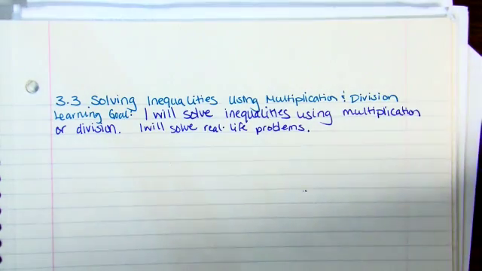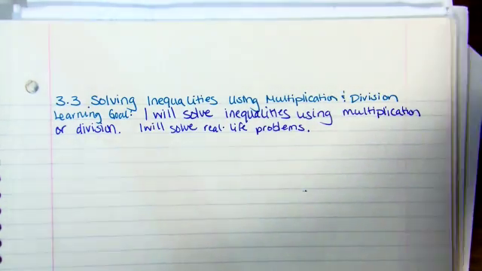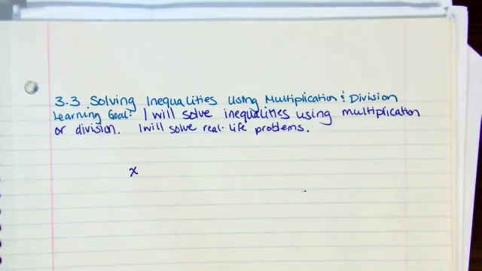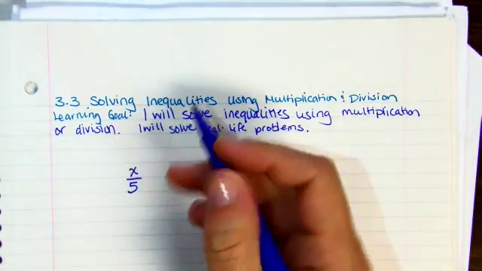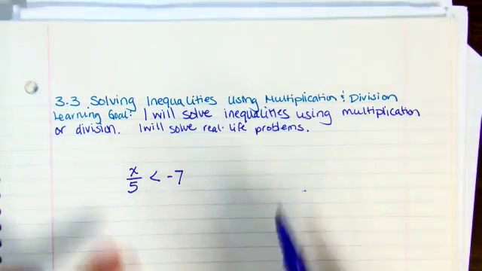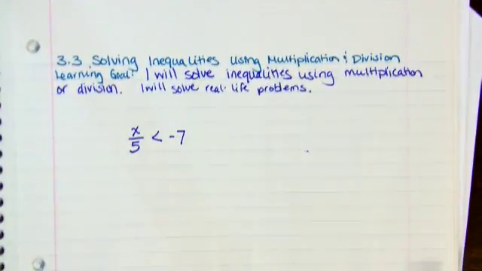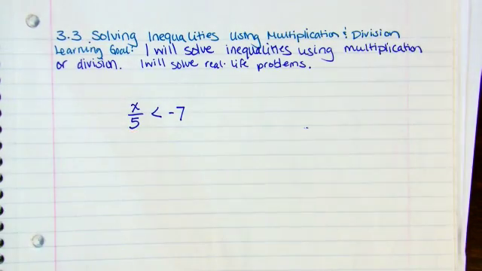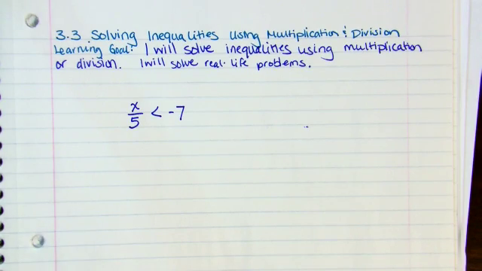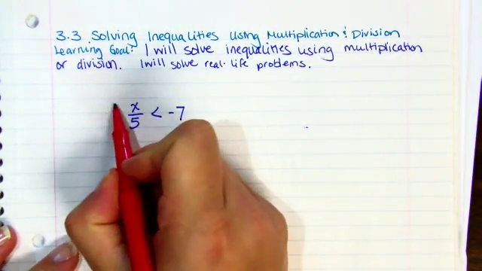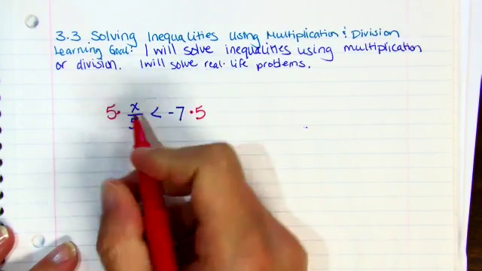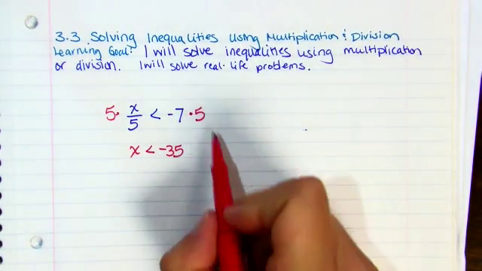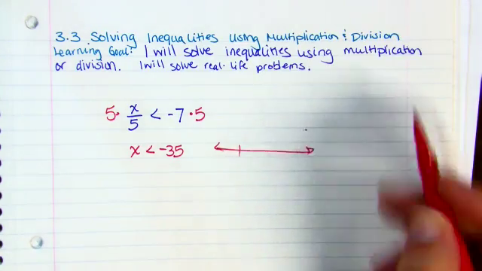So to start off with, we're going to have a situation where, let's say we have x divided by 5 is less than -7. In this case, the number that's with the x is positive. You can either think about it as a positive 1/5 or we're dividing by a positive 5. So to solve this, I'm going to do what I had to do before. If I'm dividing by 5, I want to multiply each side by 5, and I'll get x is less than -35.